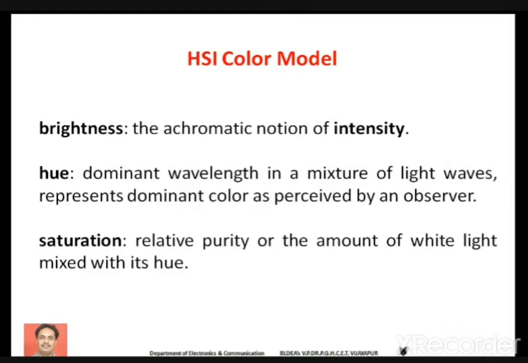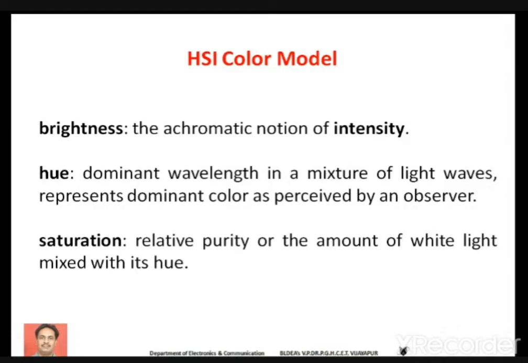We have seen that the RGB color model is mainly used by video cameras and digital cameras. However, the CMY color model is mainly employed by printers. For printing of color images, we make use of the CMY or CMYK color model.